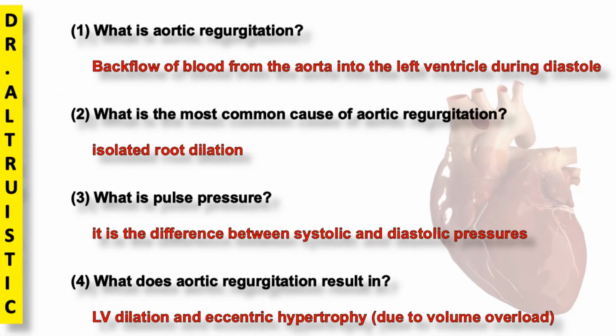1. What is aortic regurgitation? Backflow of blood from the aorta into the left ventricle during diastole. 2. What is the most common cause of aortic regurgitation? Isolated root dilation. 3. What is pulse pressure? It is the difference between systolic and diastolic pressures. 4. What does aortic regurgitation result in? LV dilation and eccentric hypertrophy, due to volume overload.